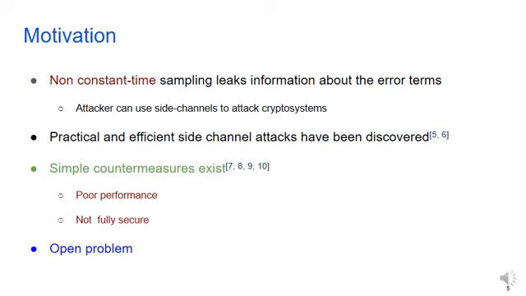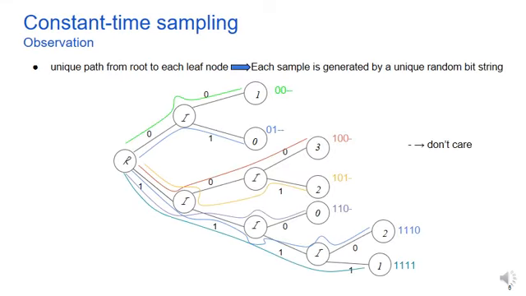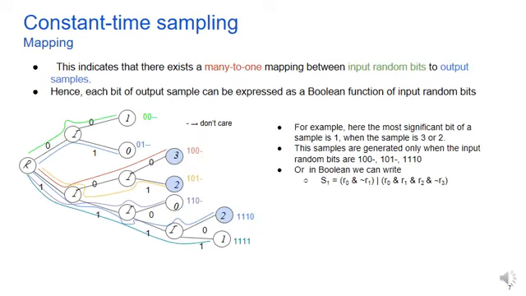Now, in our work, we observed that since DDG is a tree, there exists a unique path from root to each leaf node. This implies that each sample is generated by a unique input random bit string. Now notice that as a single sample value can occur in multiple leaves, this implies that there is a many-to-one mapping between the set of input random bits to the set of output samples. In other words, we can express each bit of output samples using a Boolean function of input random bits.